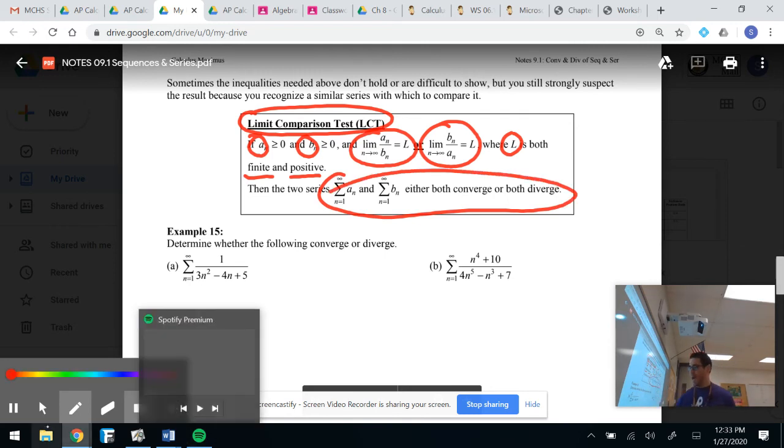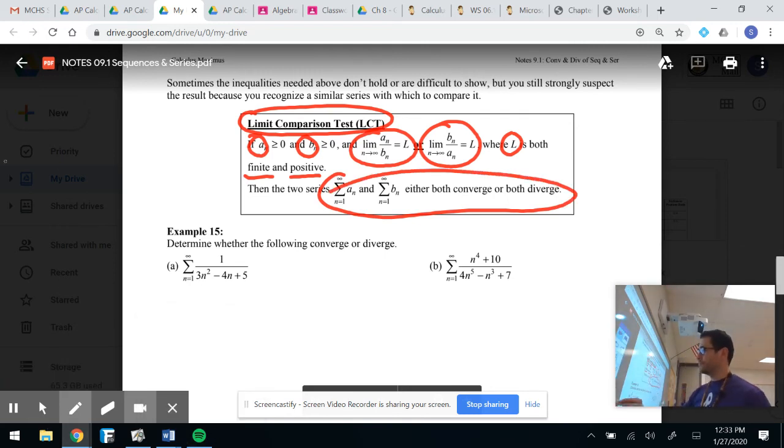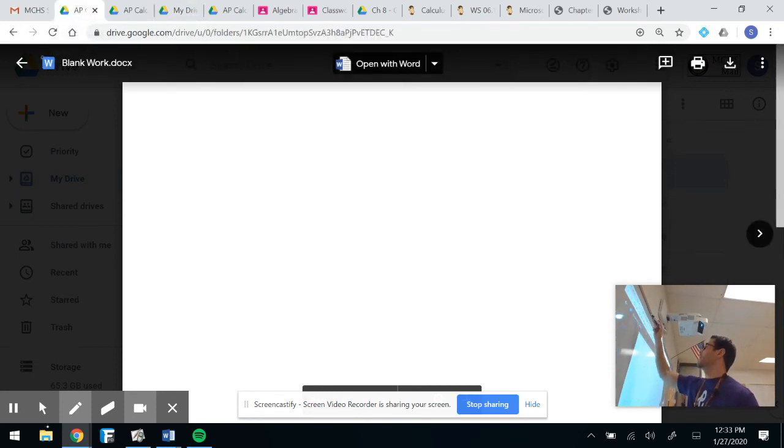All right, so let's go back to that original screen here, and let's go back to this little stinker that didn't work out for us, because I needed another tool in the toolbox. Well, first and foremost, I should have done the nth term test, and it equals 0, so I have to try something else. It might converge, it might diverge. I don't know for sure, so let's try something else.